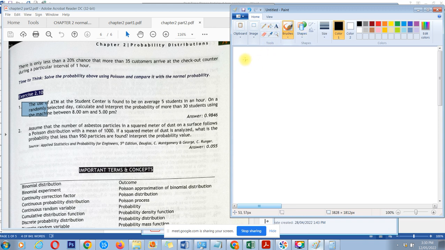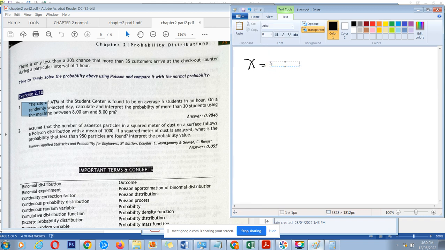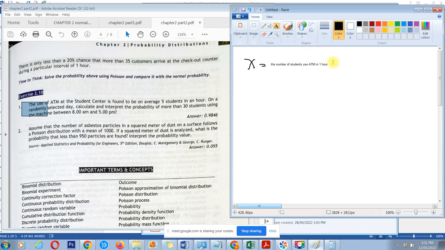So what is X equals to the number of students use ATM in 1 hour, which we can approximate to Poisson 5. Okay, so in bracket. This is the first information that we get.